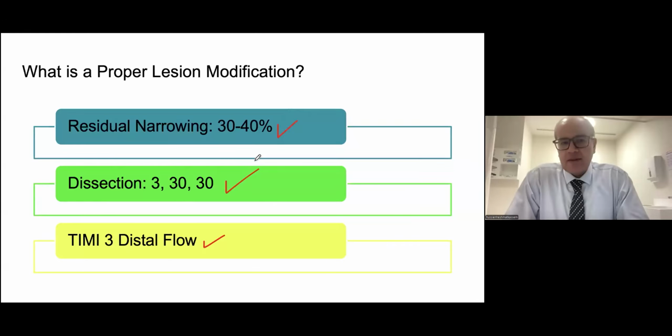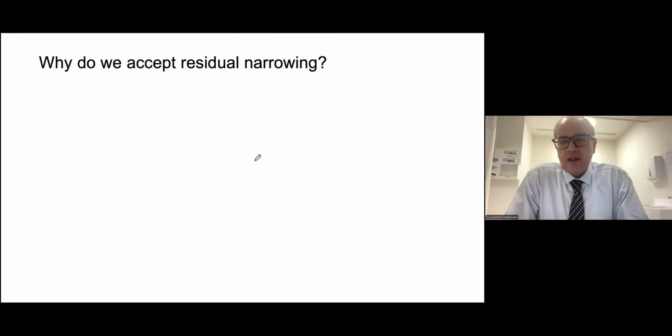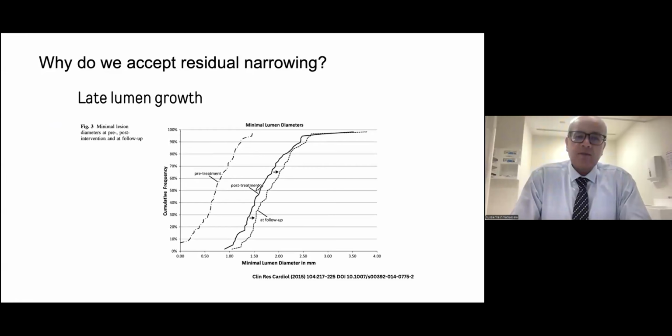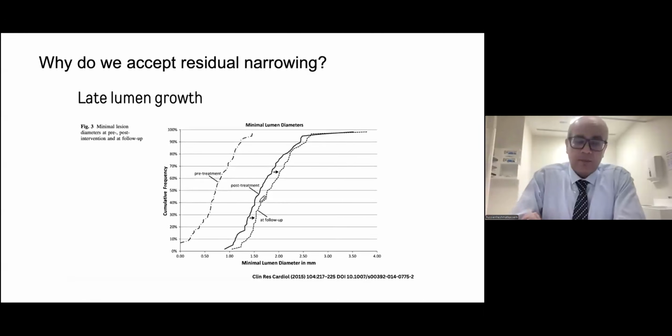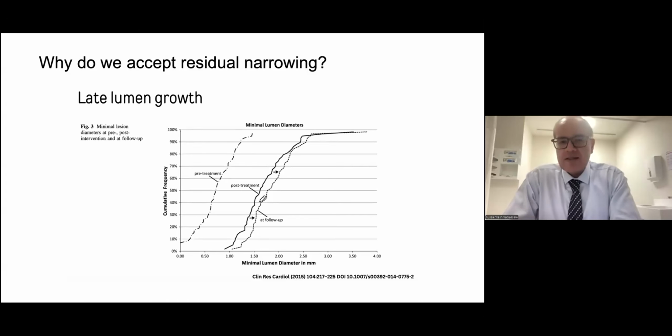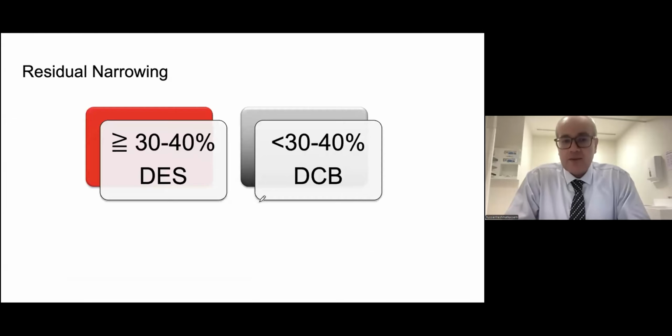So TIMI-3 flow is easy to understand, but residual narrowing of 30 to 40%, why should we accept that? We don't accept that with stents, so why should we accept that with drug-eluting balloons? Because of the late positive remodeling. If we see in angiographic follow-up that immediately post-treatment the lumen has improved a lot, then after 6 months or 1 year, we see a tendency of the vessel to grow. And this is mainly by the dissections that we induce. We don't see the similar phenomenon with drug-eluting stents. A stent is a metallic implant that tends to cage the vessel and in a philosophical way tends to stop the vessel from growing. Whereas with drug-eluting balloons, we continue to have late lumen enlargement.